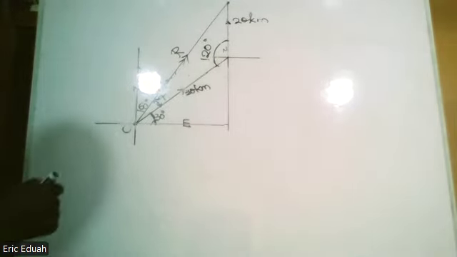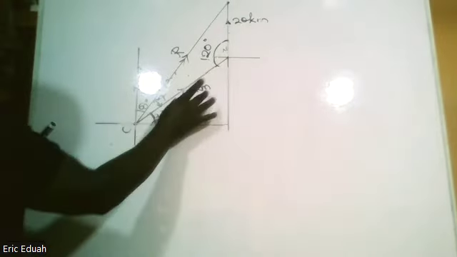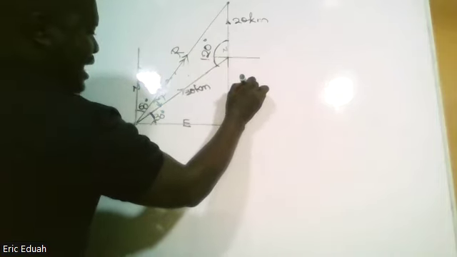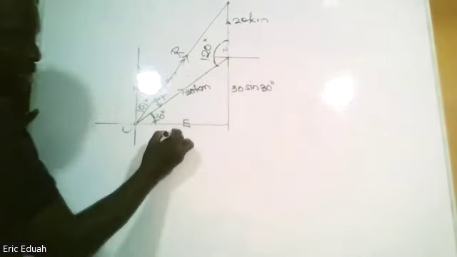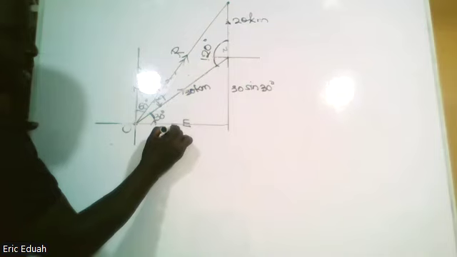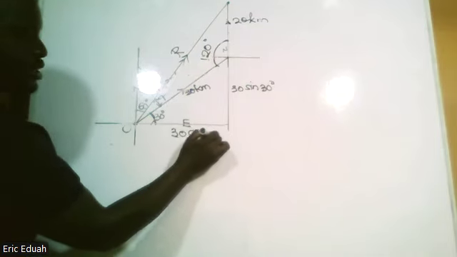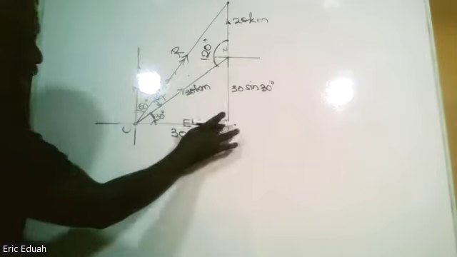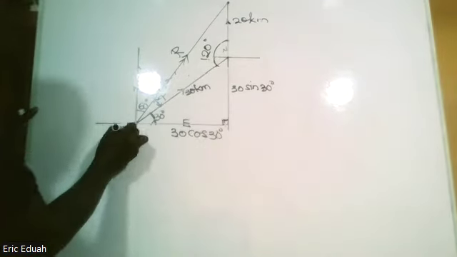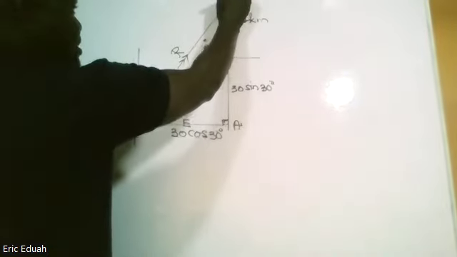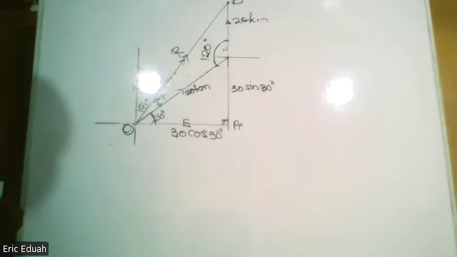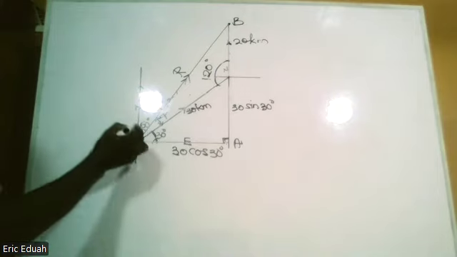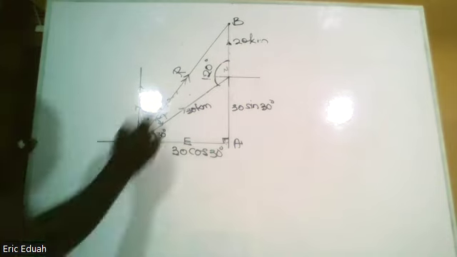So if I'm to resolve using 30 degrees and the displacement, then this side becomes 30 sine 30. Then this side also becomes 30 cos 30 degrees. Now I have a right angle triangle, OAB. And so I can use Pythagoras' theorem in simplifying this, or in determining the hypotenuse, which is R.